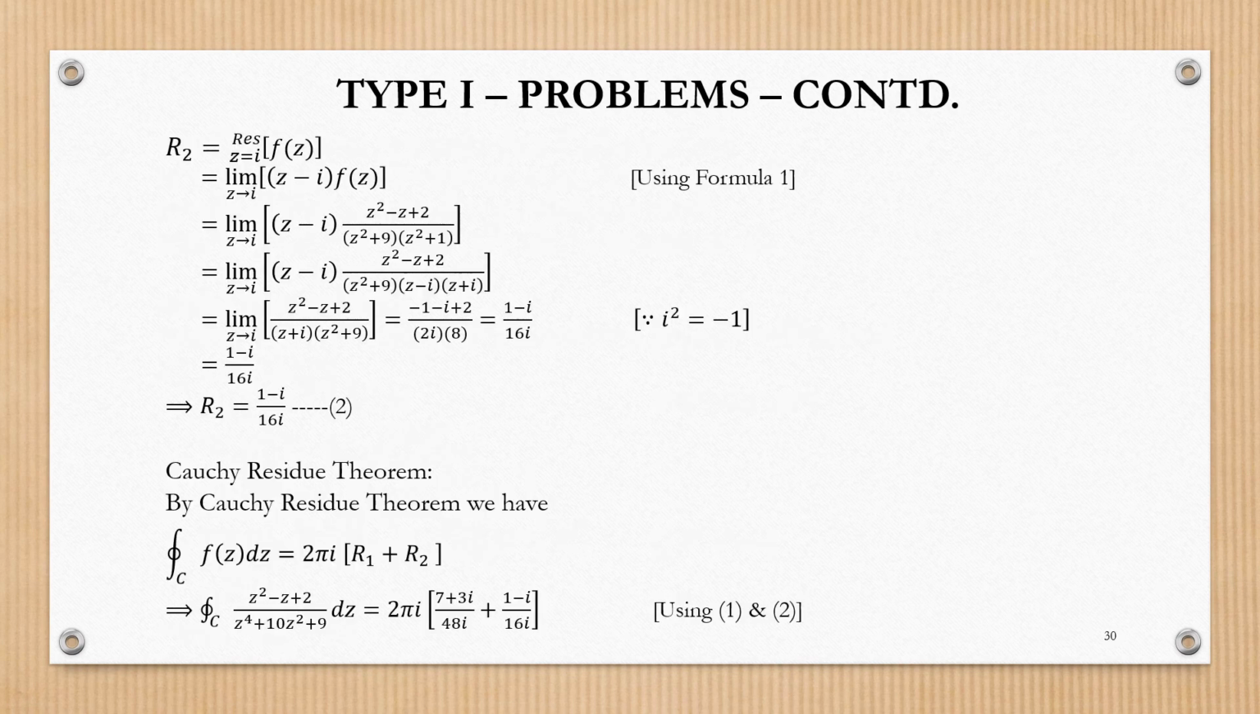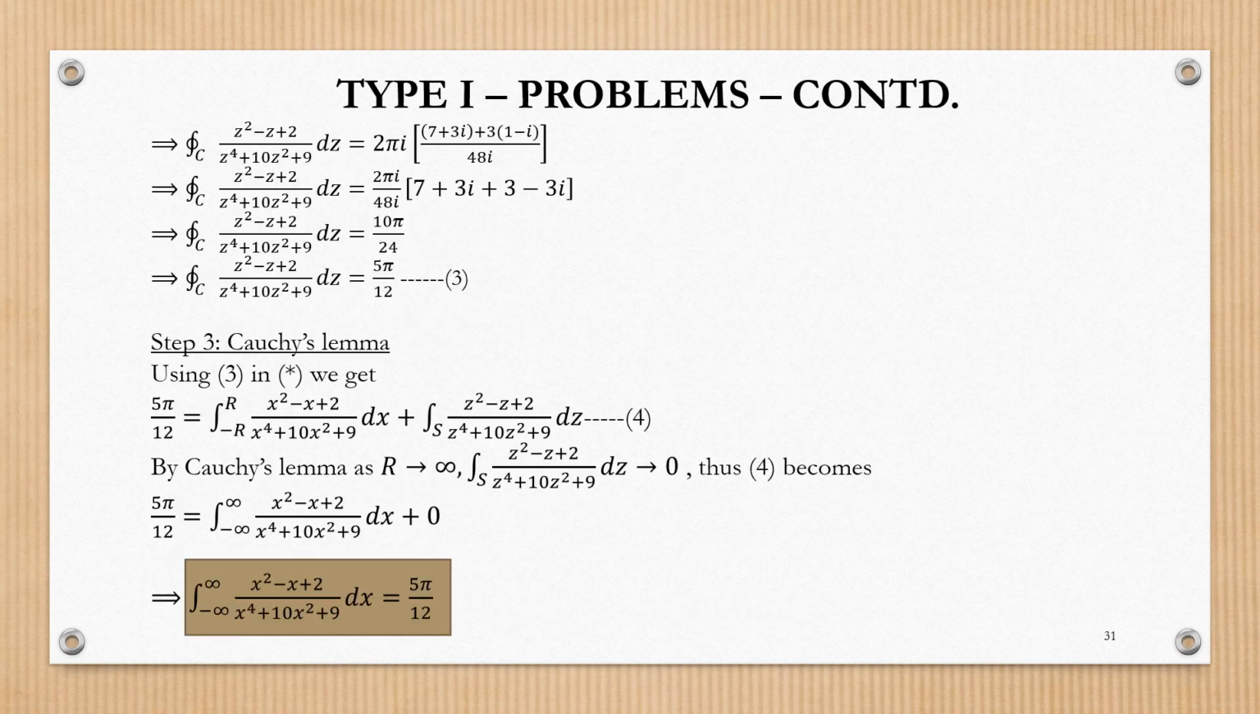The second residue is also evaluated in the same manner. We again use formula 1 here. Here z minus i will get cancelled, and by substituting z equal to i, we get the result as shown in equation number 2. Then we consider the Cauchy residue theorem. Substitute R1 and R2 from equation 1 and equation 2. Observe 48i to be the common LCM for the denominator of the last step in slide number 30. By taking 48i, and then evaluating, algebraically reducing, arithmetically reducing it, we get 5 pi divided by 12, which is represented by equation 3.